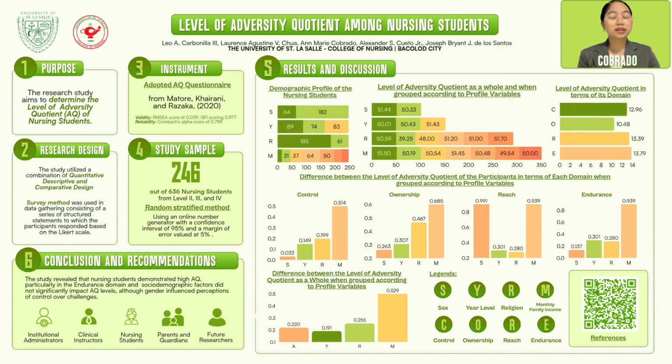Life, especially in nursing, is full of pressure, pain, and unpredictability. But what sets us apart is not how often we fall, but how we rise. This strength, this ability to push forward despite the storm, is what we call adversity quotient, our measure of resilience.